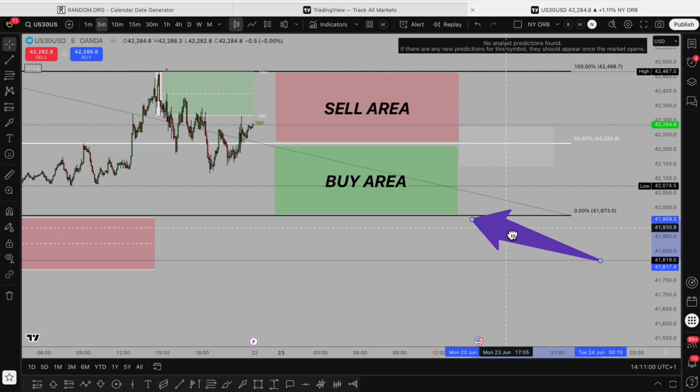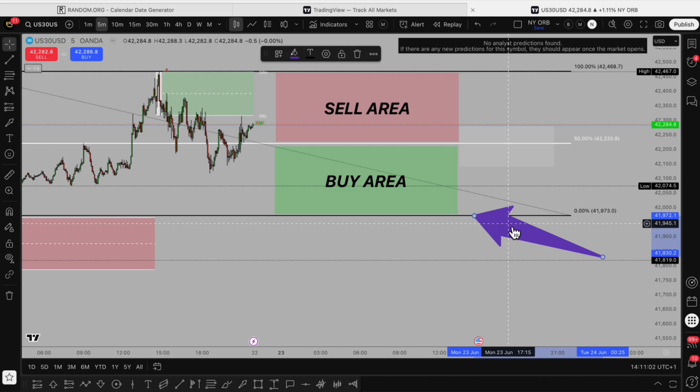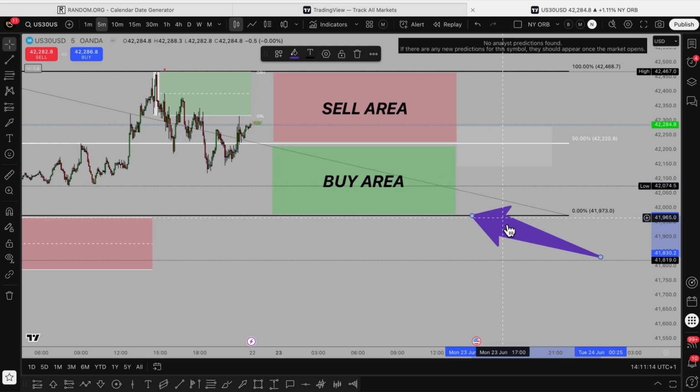Personally, I use this on indices only. I've never tried it on Forex or anything else. US 30, the Nasdaq, S&P, DAX. That's the kind of things I'm trying this on.